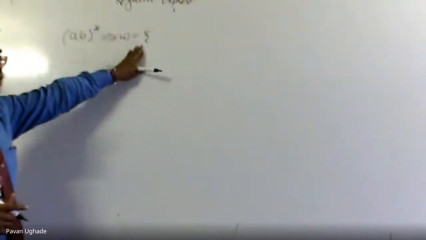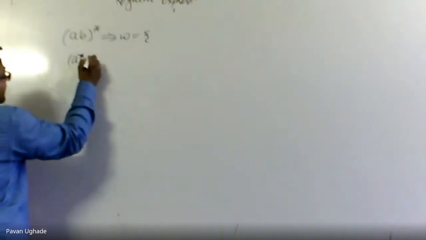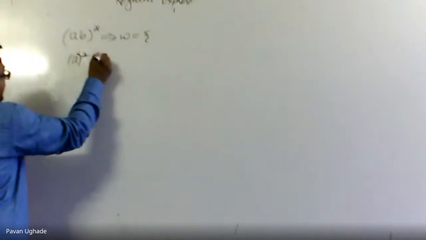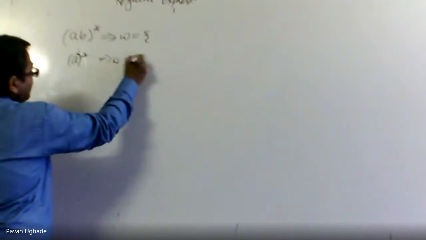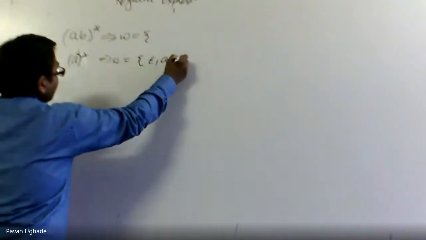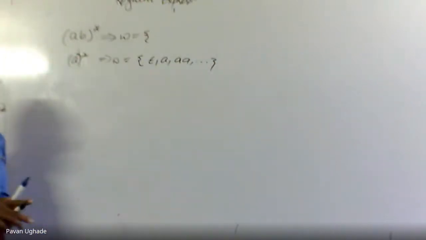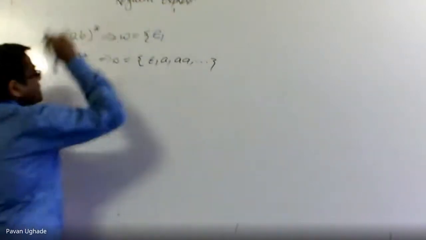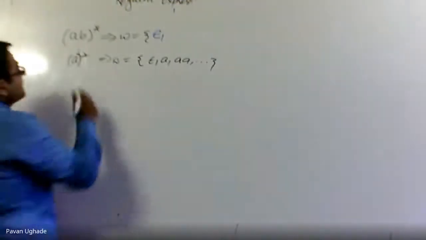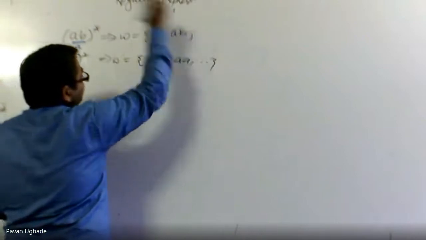So AB the whole closure, what are the possible strings? We have talked about A closure. This can be represented like this. The possible W's are epsilon, A, and so on. So in this case, for AB the whole closure, what are the possible strings? Obviously the first is epsilon because it's a star closure. The next you can consider as small a, so AB.